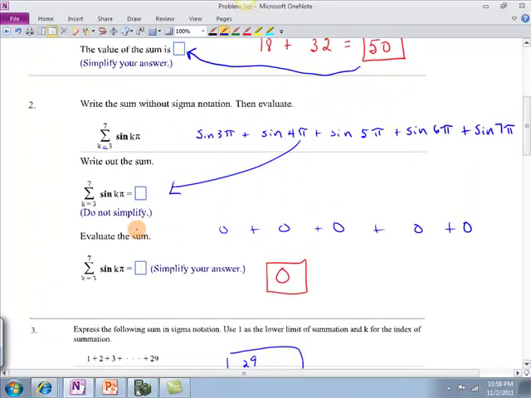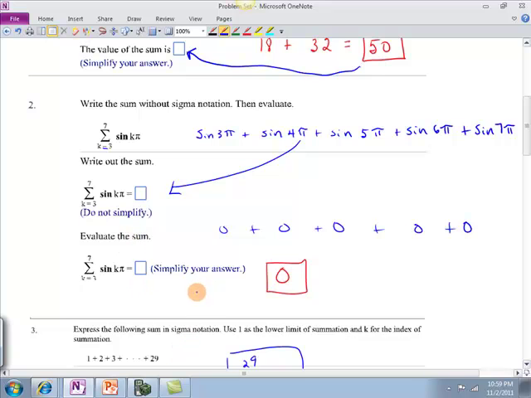Number 2, write this one. This one's really, really easy. We're going from 3 to 7, and we're putting in for k here. So we would have sine 3 pi plus sine 4 pi, etc., all the way to 7. And that line of items goes in this box because it says write out the sum. And then you evaluate the sum.